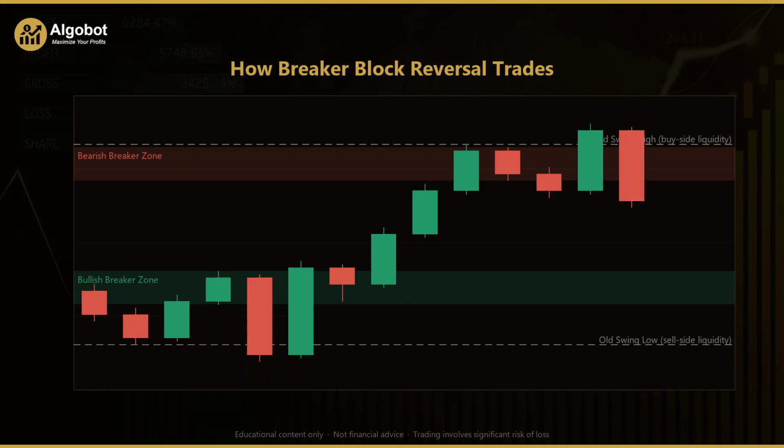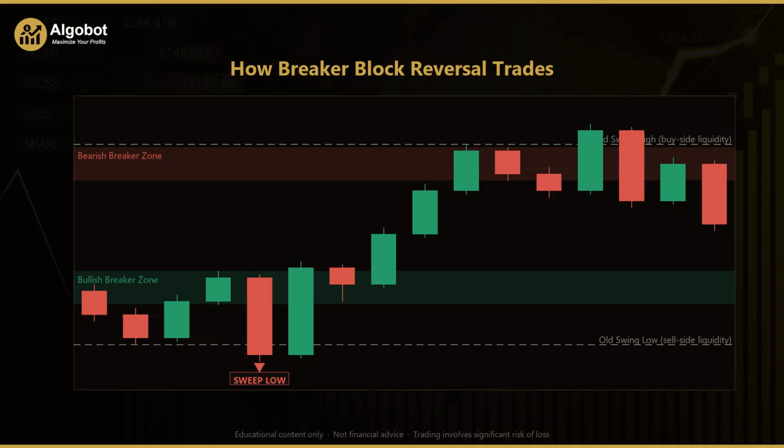On candle 7, price retraces gently down into the green breaker zone and holds. The buy entry triggers right there, with the stop tucked just under the swept low. From there, price lifts away and reaches the take profit at the predefined reward multiple. Now the mirror image plays out on the right.